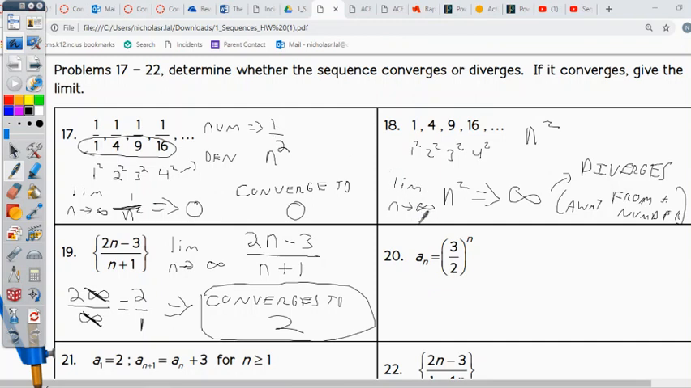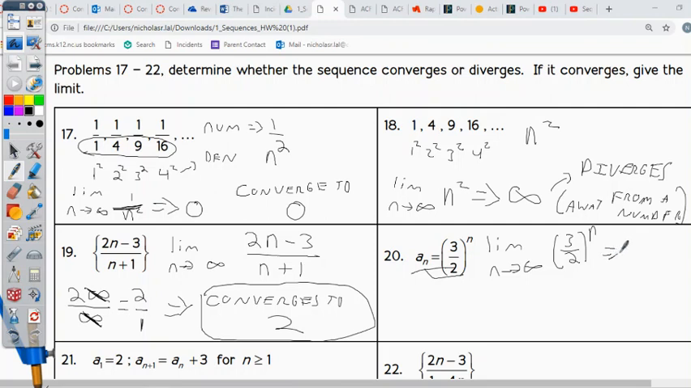All right, problem 20. a_n is equal to 3 over 2 to the n power. Let's find the pattern here. It actually already gives you the sequence in explicit form, so we can just take the limit without finding it. The limit as n approaches infinity of 3 halves to the n power.